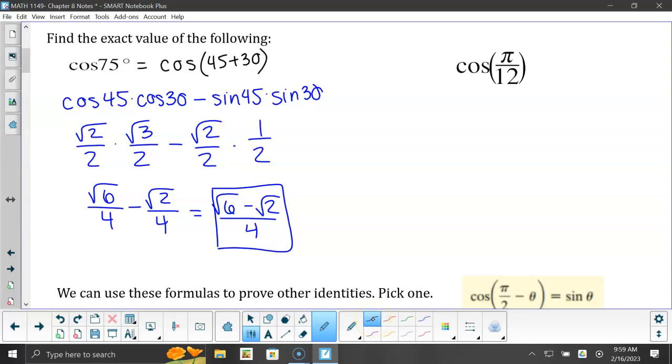We can do it. All right, what about pi over 12? Any ideas? You're wanting to use a pi over 6? We could do pi over 6 divided by 2, but nobody wants to do that.